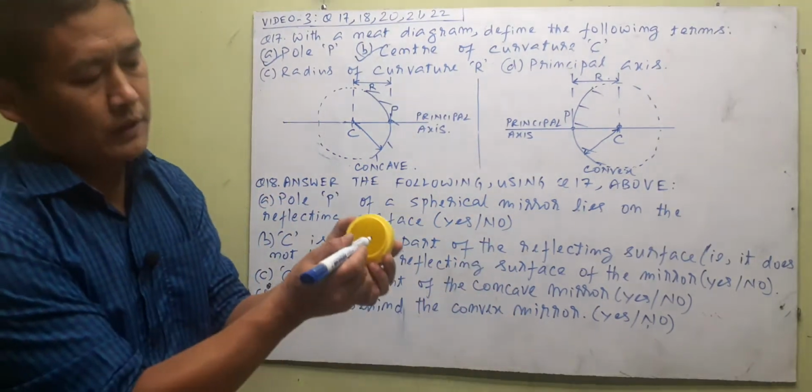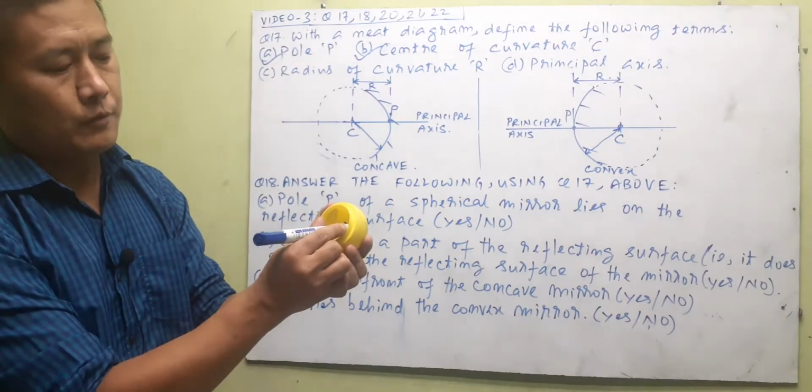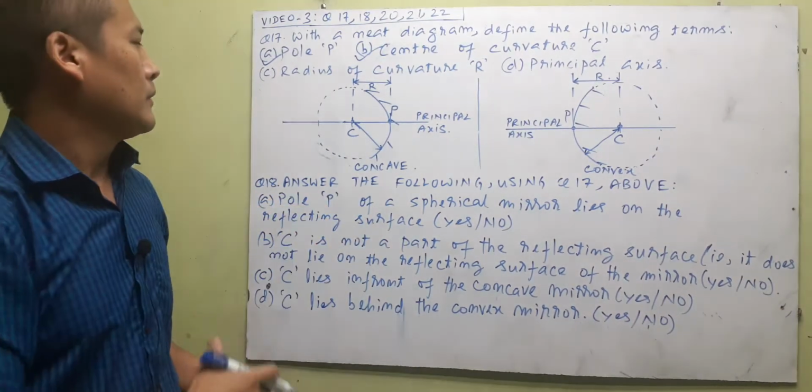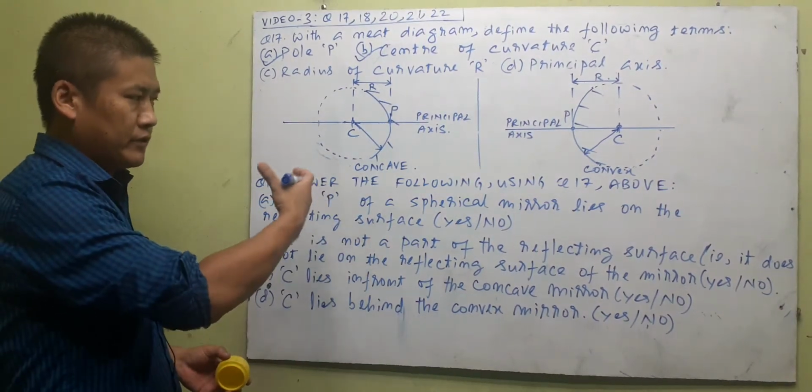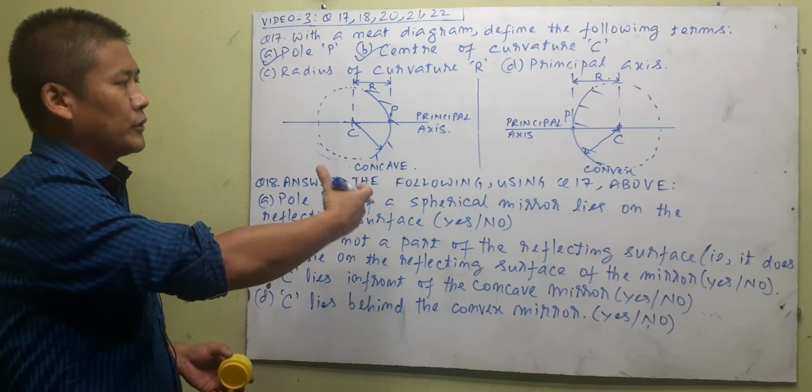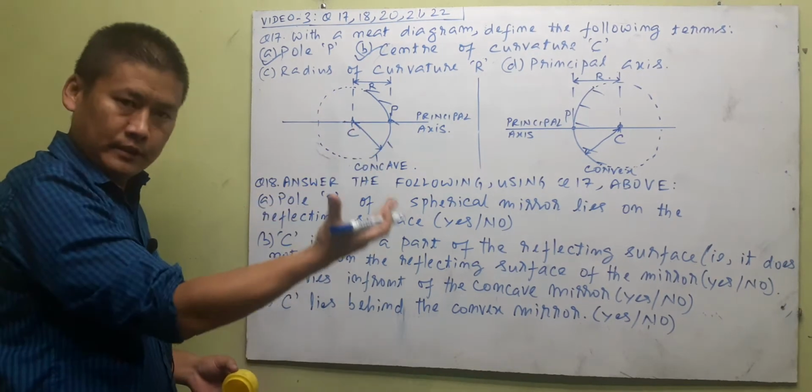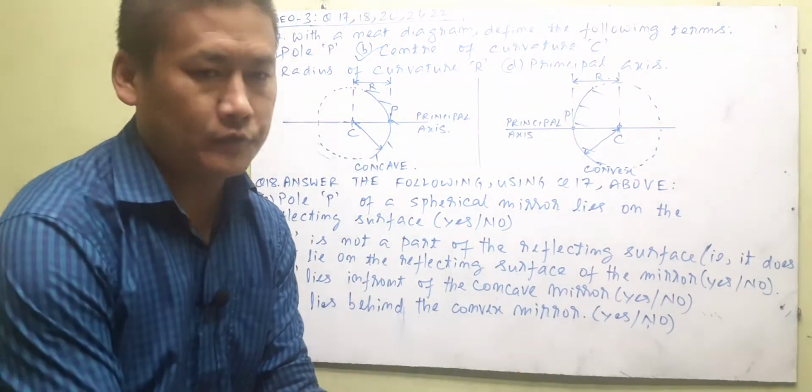Take the middle point and join it to any point on the surface of the ball, that is the radius of the sphere. So the radius of the sphere from where the mirror is cut out, or the distance between C and P, which is the same, is called the radius of curvature, okay?